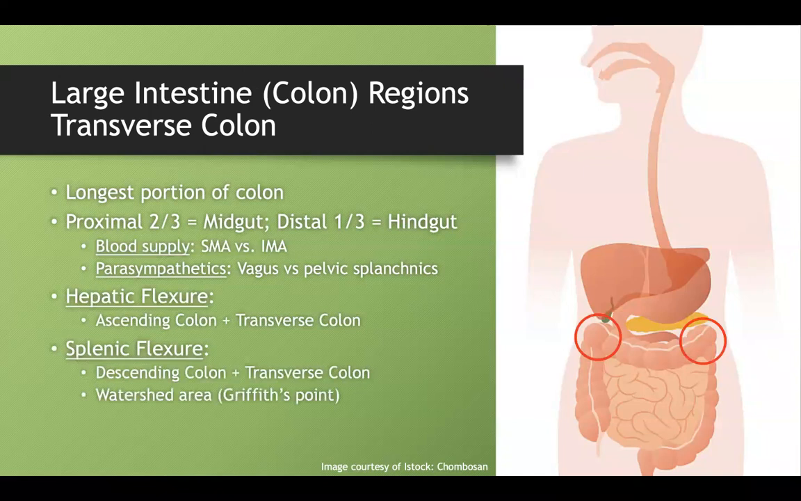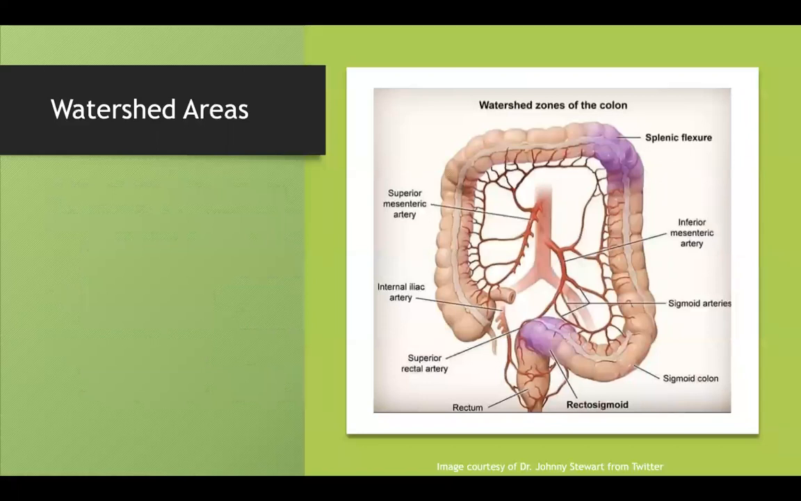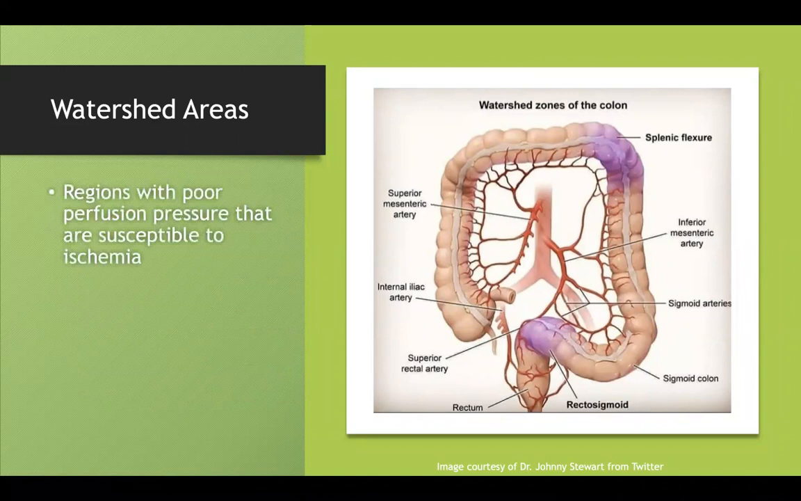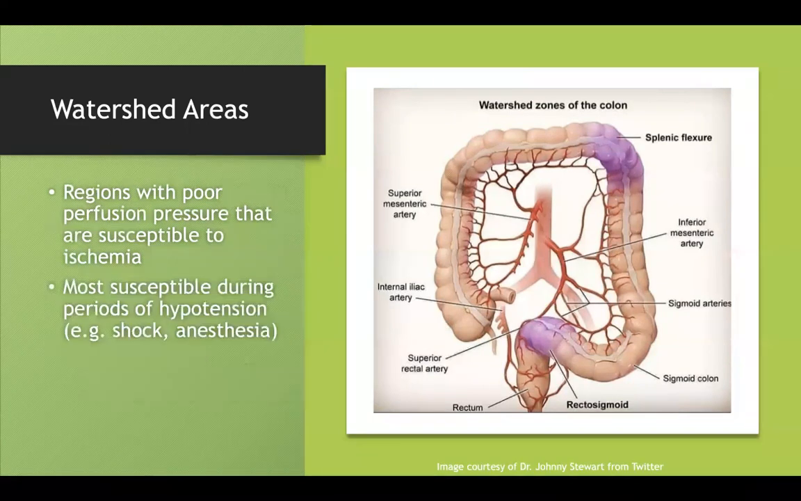And why this is important is because the splenic flexure is actually what's considered a watershed area. This is the first time we're going to talk about watershed areas. And what I want you to know about watershed areas is that those are regions with very poor perfusion pressures. And because they have such poor perfusion pressures, they can be susceptible to ischemia. Usually this happens during periods of systemic hypotension. So if somebody's in shock, these watershed areas are often the regions that are most likely to be damaged by these incidents. And we have two watershed areas in our colon that I want you to know about.